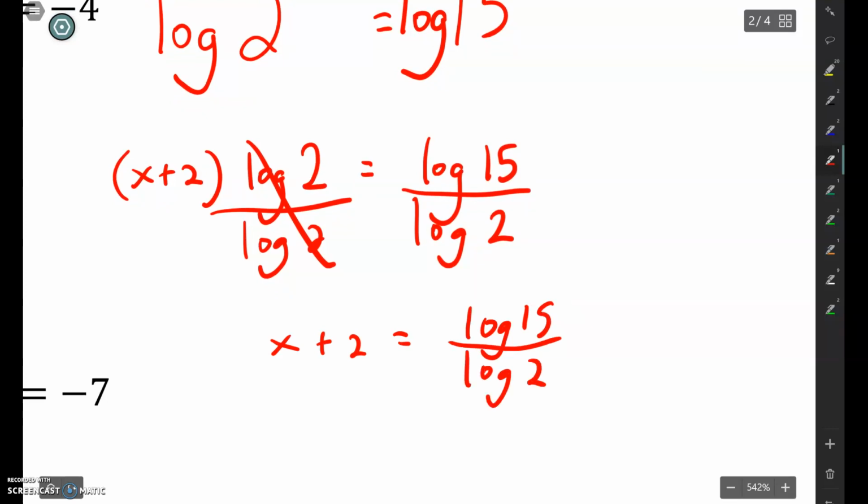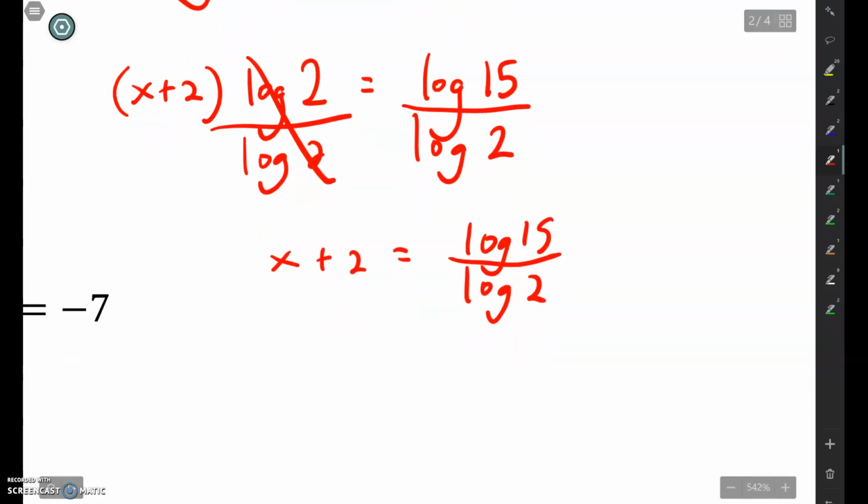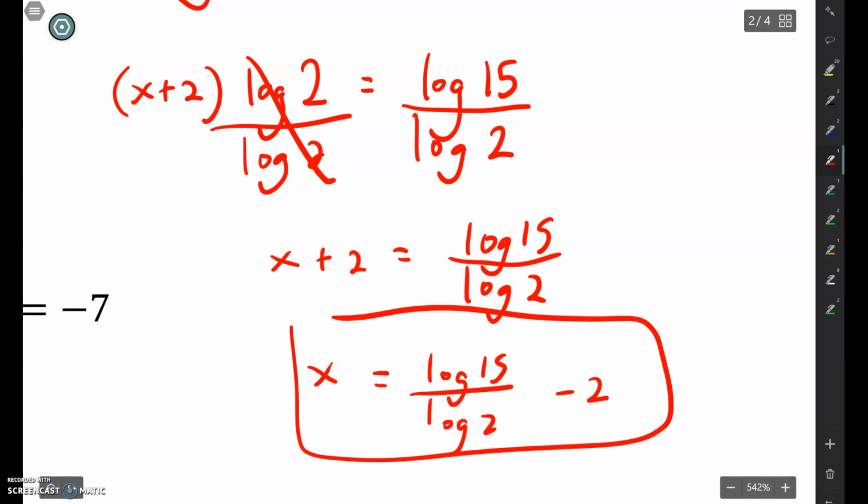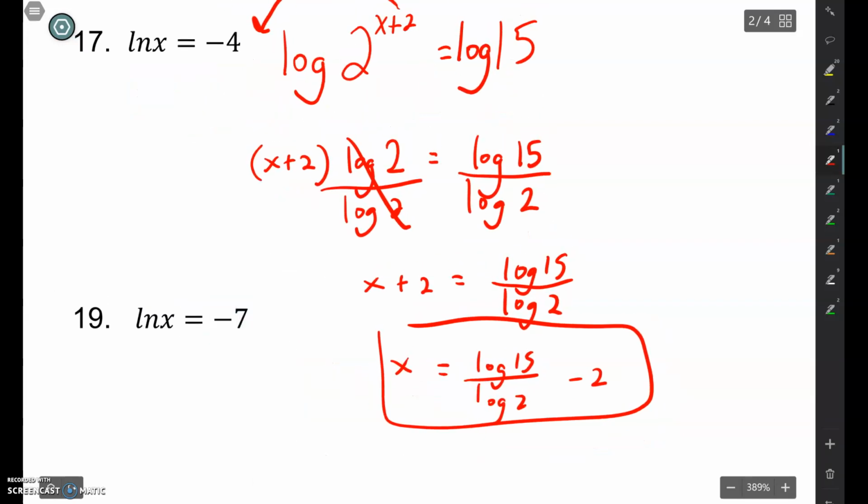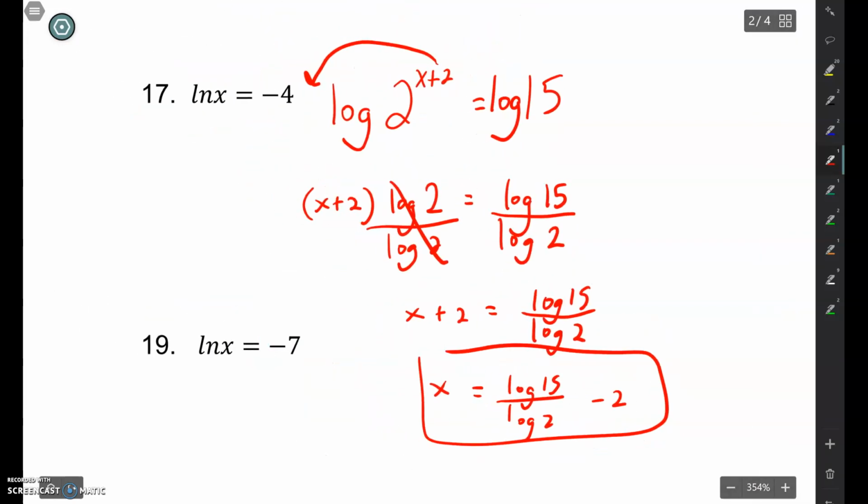You can't change that to log of 7.5. Logs don't divide like that. So then last step to get x by itself is subtract 2. So our final answer is log 15 over log 2 minus 2. Boom. Bada boom, bada bing. So that is how you would solve an exponential equation that you couldn't get same base on. You have to use logs, okay?